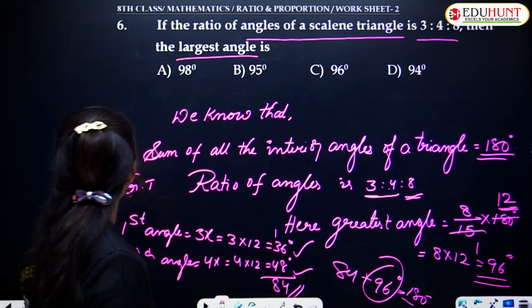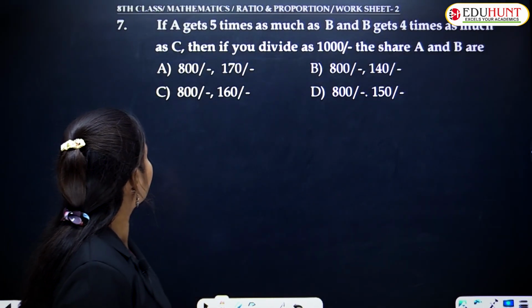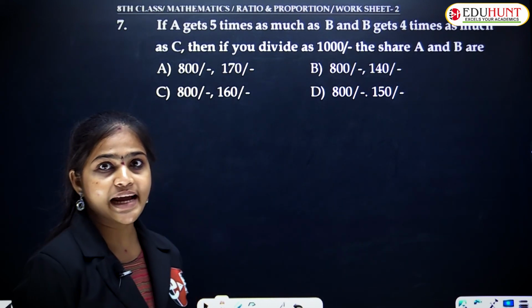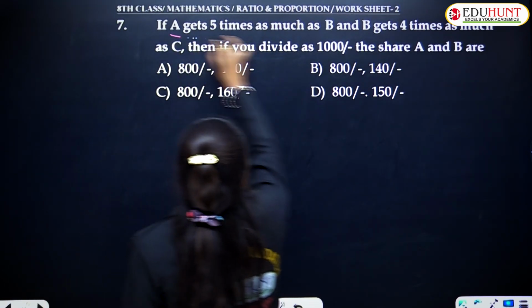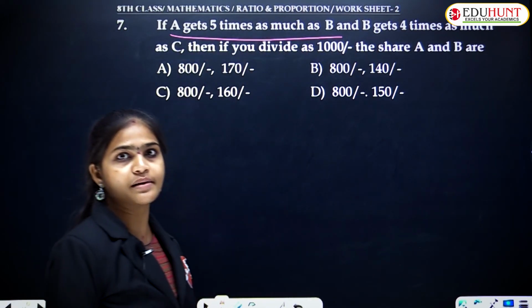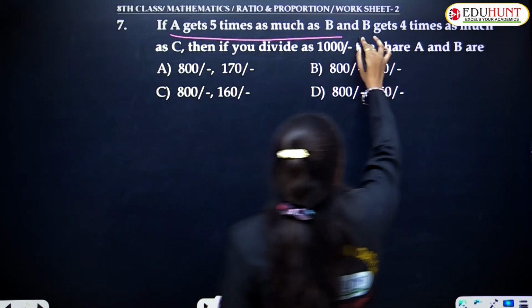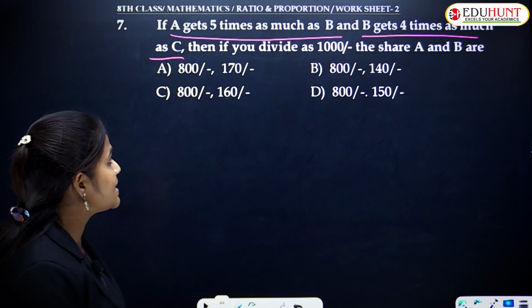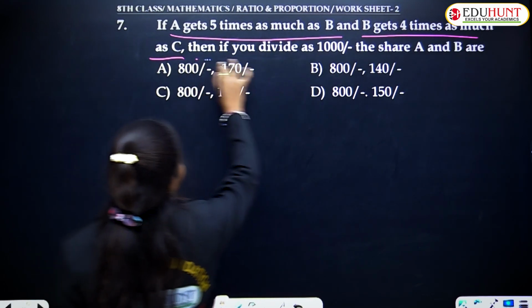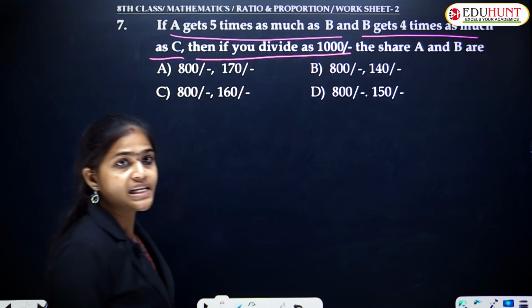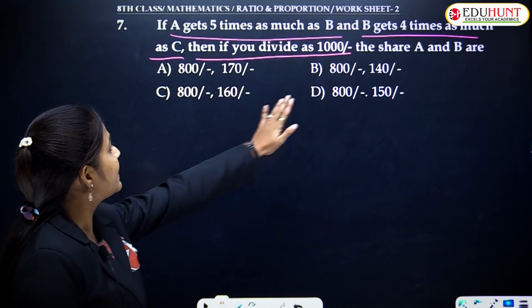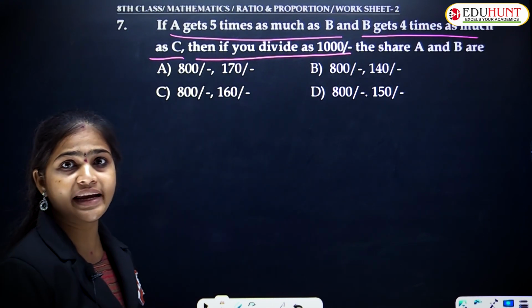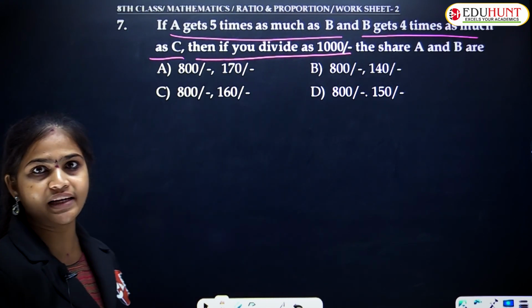Yes. So see here, the 7th question. If A gets 5 times as much as B, and B gets 4 times as much as C, then if you divide 1000 rupees among them, what are the shares of A and B? So we need to find the shares of A and B.